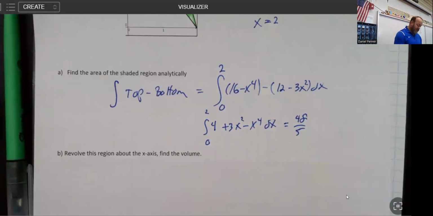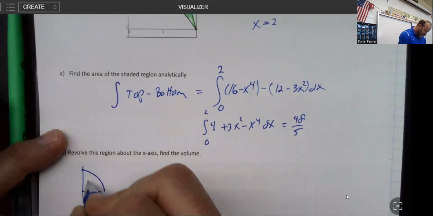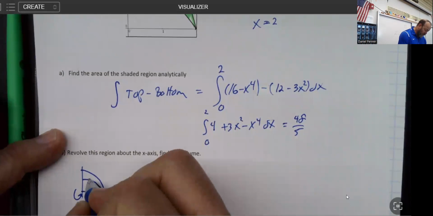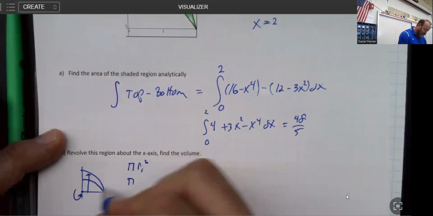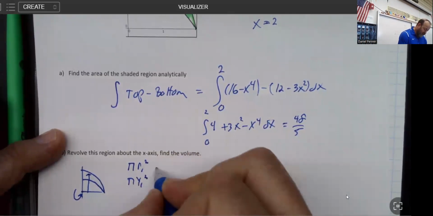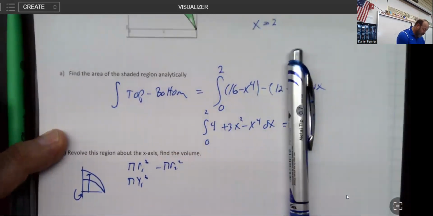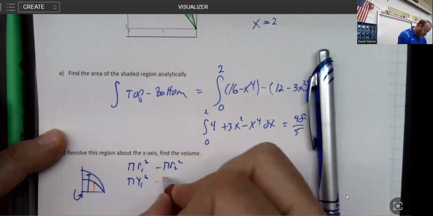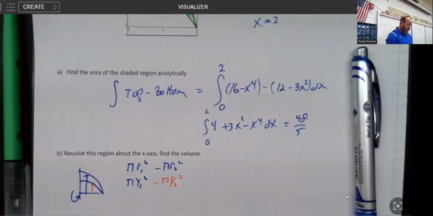But now if we take that very same region, like this, and we chose to revolve that around the x-axis, remember we were going to have a pi r1 squared, where that radius from here to here is the y value, minus a pi r2 squared, where again that radius would be from here to here, which is a different y value. So that's like a y2 squared, if you will.